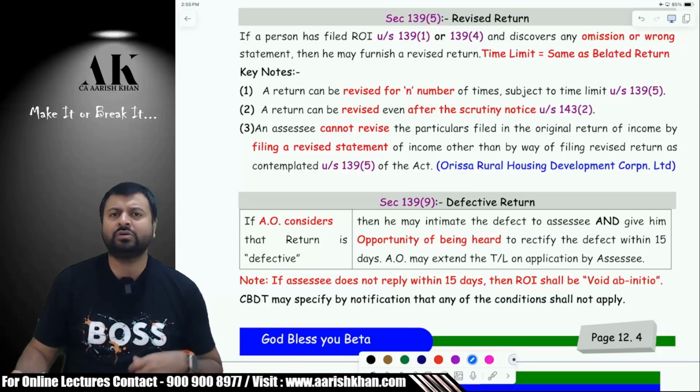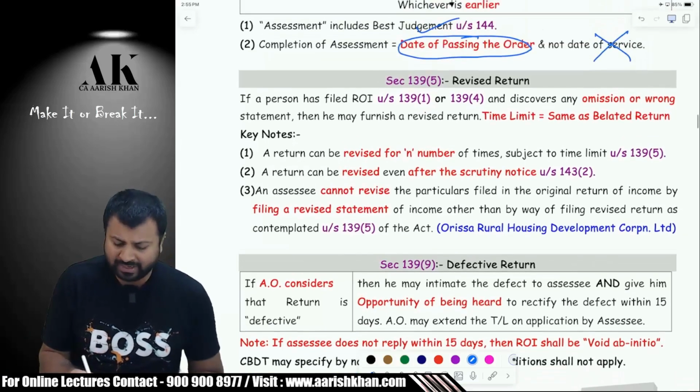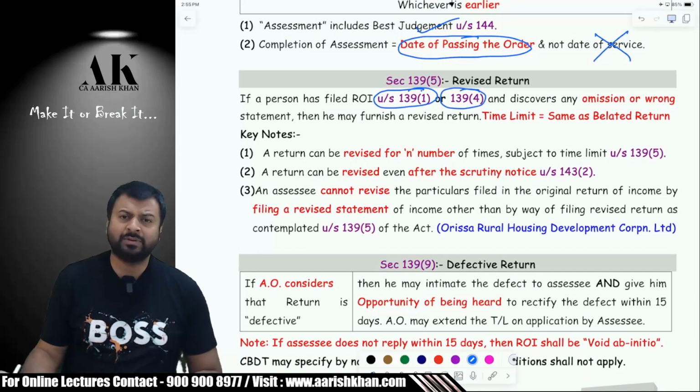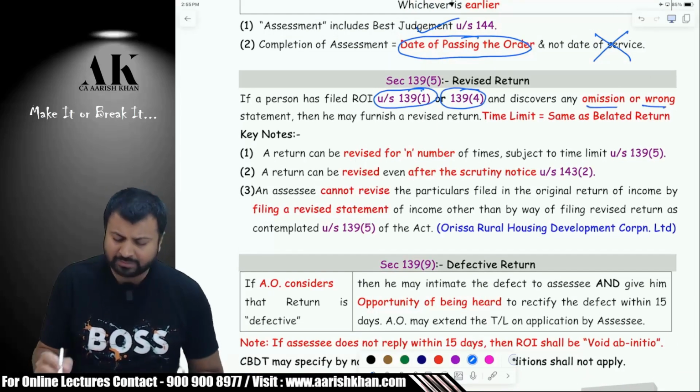Yes, you have time to revise the return. Which return can I revise? You can revise the original return. You can revise the belated return. Both returns can be revised. If there is some omission or wrong statement, you can revise it.